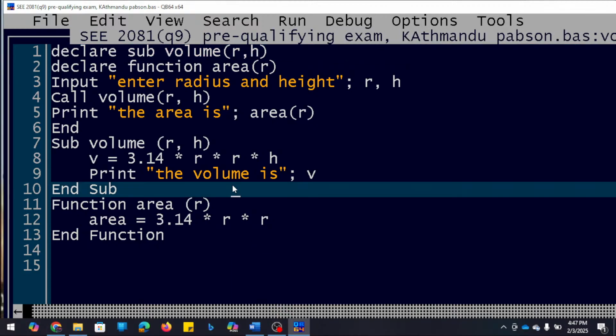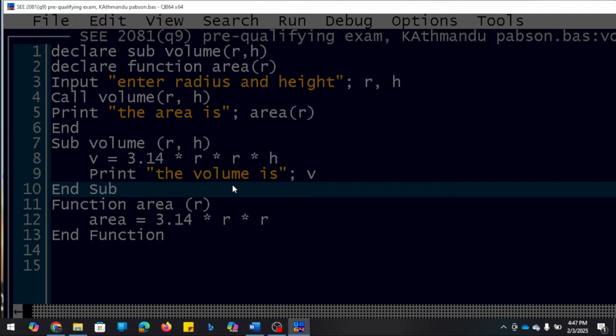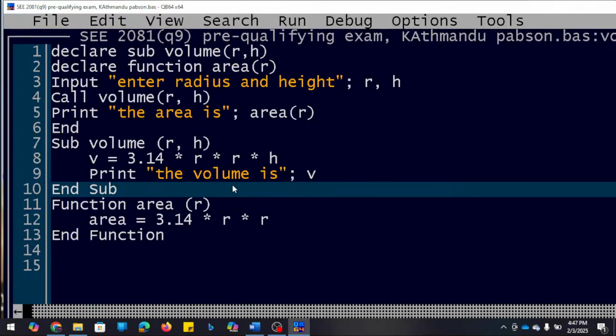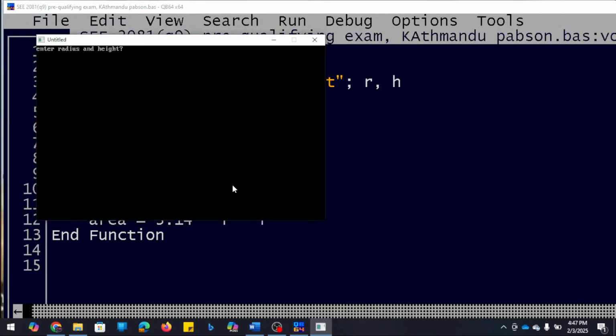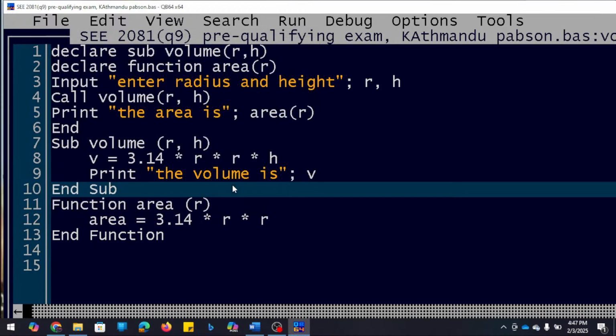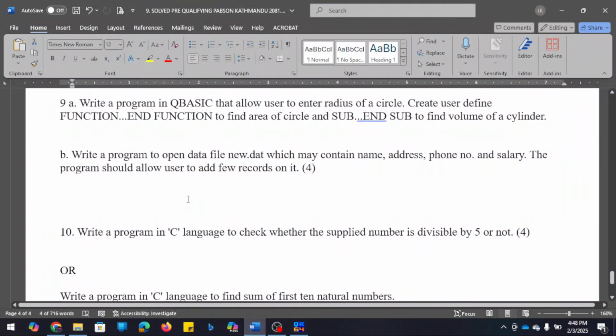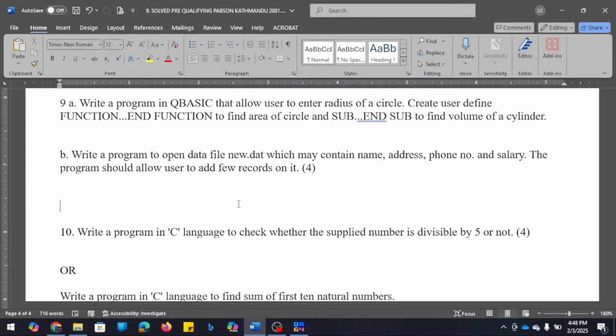Let's run it. So 23, 43, enter. So look here, we have got the output. Let's go for the next program. Write a program to open a new data file, new.dat, which may contain name, address, phone number, and salary. The program should allow you to add a few records to it. So let's go for it.